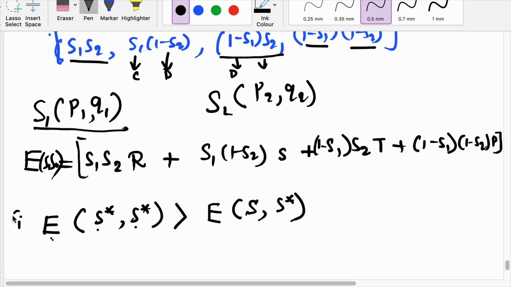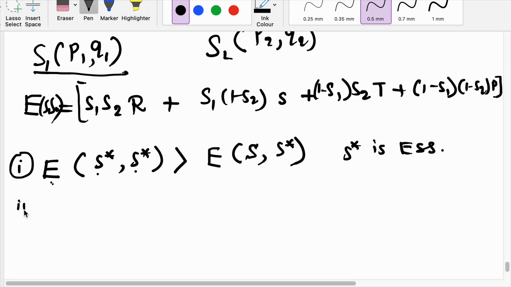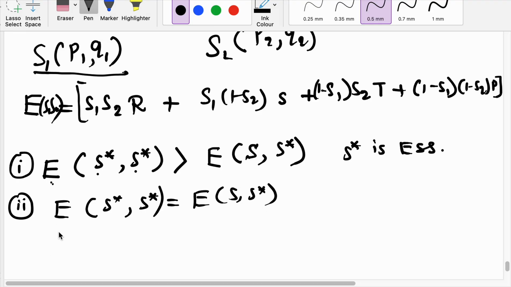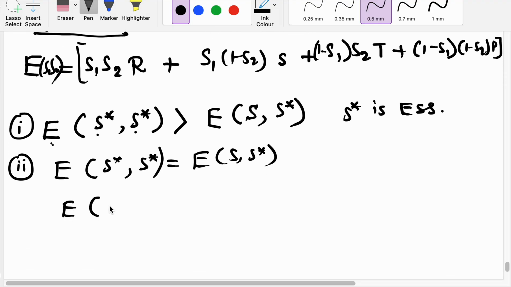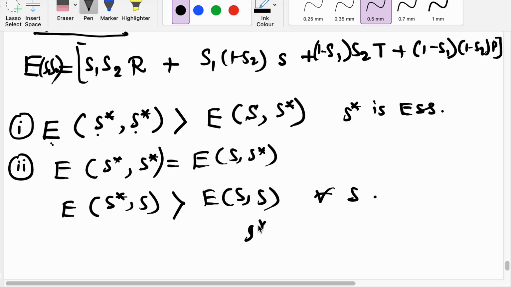If it is greater than that, then A star is ESS, and if somehow E(A star, A star) becomes equal to E(S, A star), then we have to check the next condition: what A star will get in play with the mutant population. If this holds for all S, then A star will be ESS. So now we have to check this condition.